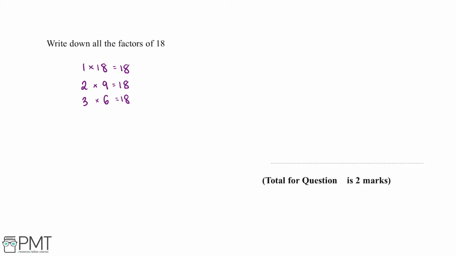Now if we move on to 4, 4 multiplied by 4.5 gives us 18. However, not both of these numbers are whole numbers, so this means that 4 is not a factor of 18. And this applies for 5 as well. And if we move on to 6, we've already written this down as a factor. So we therefore know that the only factors of 18 are 1, 2, 3, 6, 9 and 18. And this is our final answer.